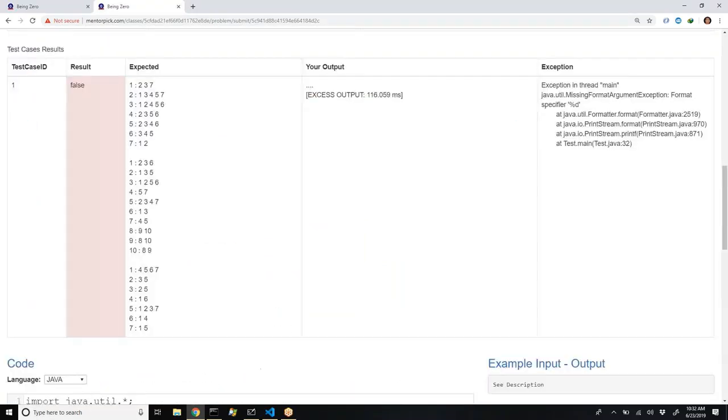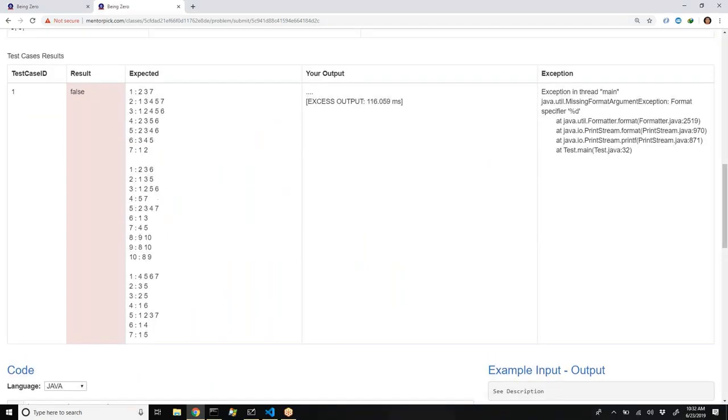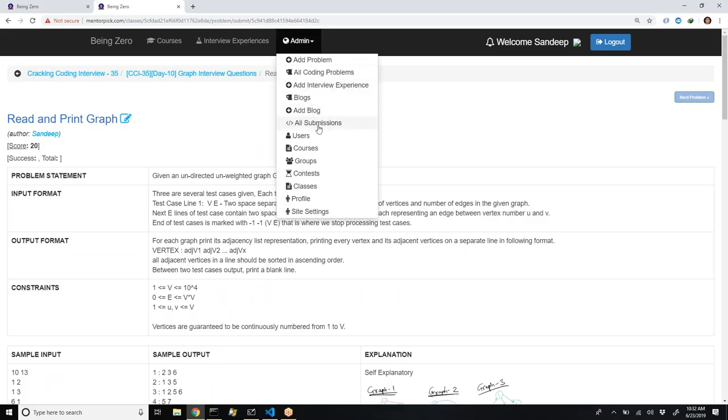You're getting an error in C++. Sure, we'll take a look at it. Submissions are not working. It is working. Okay, maybe there is some issue in this.